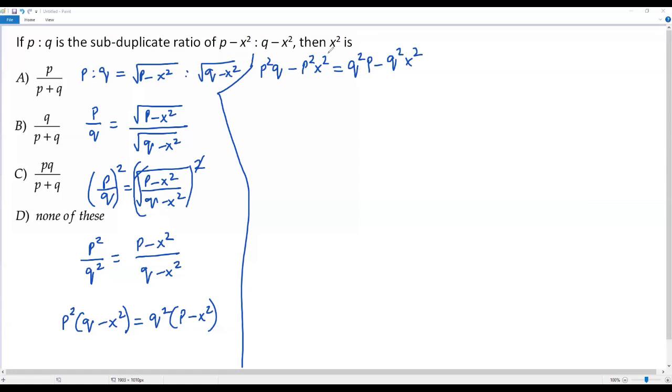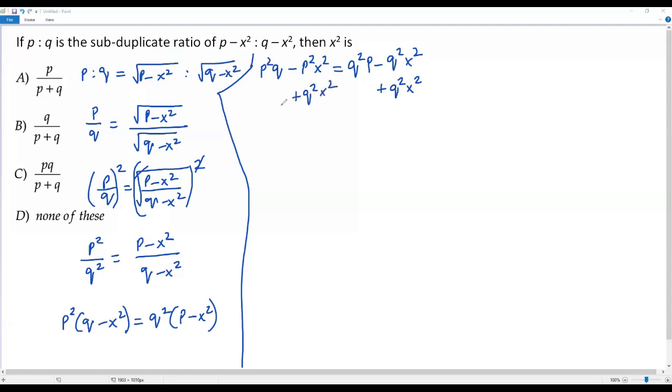Okay, here this term contains x square and this term contains x square, but one is on the left side and the other one is on the right side. To get the terms which contain x square on the same side of the equation, we can get rid of this negative q square x square on the right side. For that, we have to add q square x square to both sides of the equation.